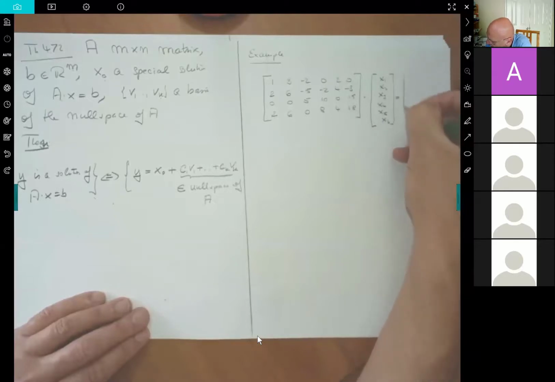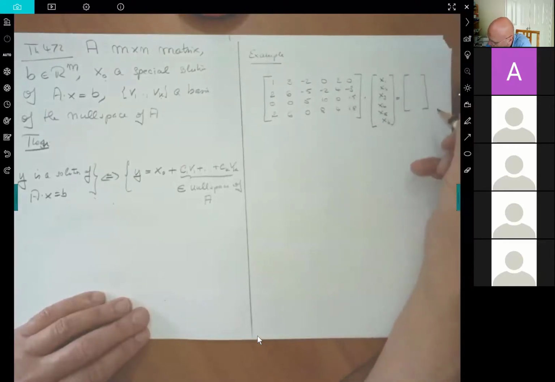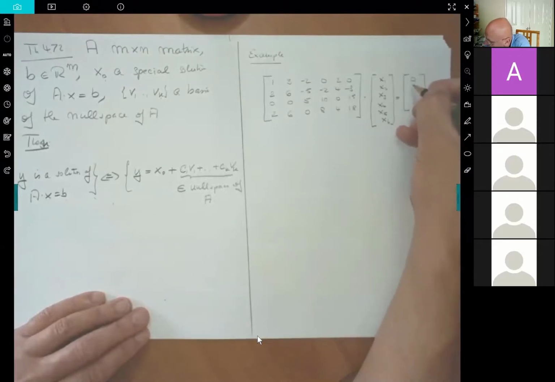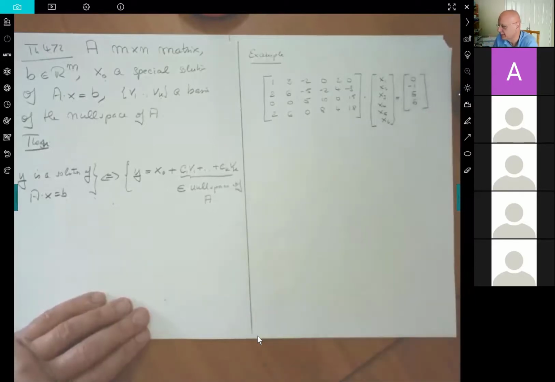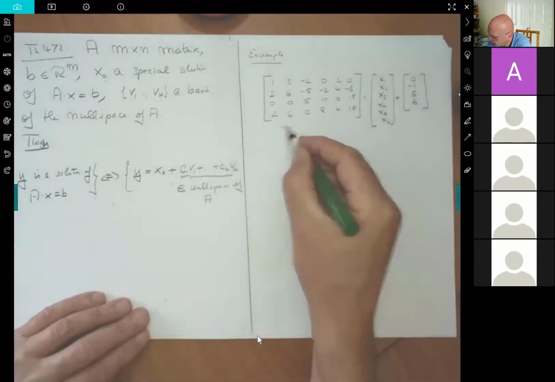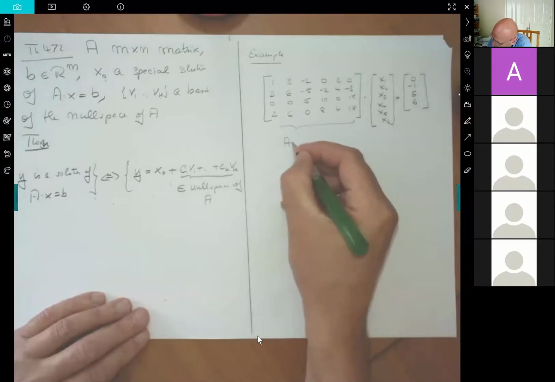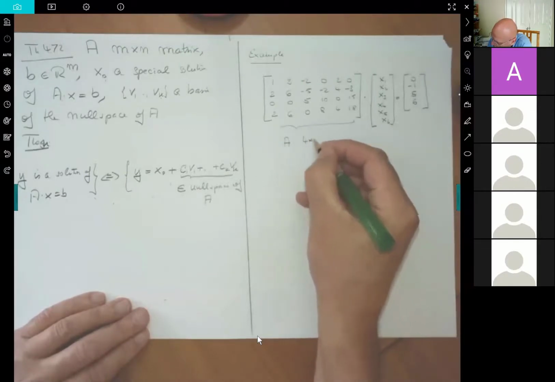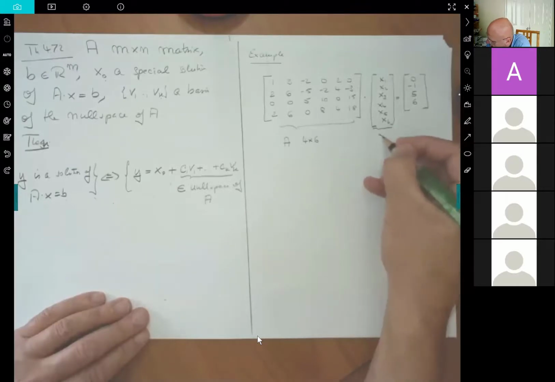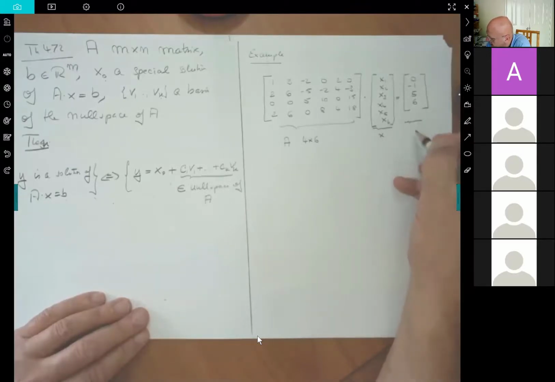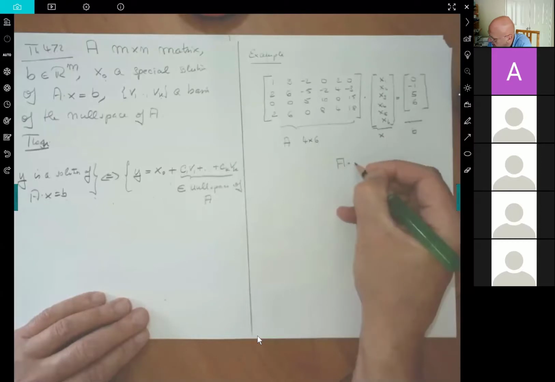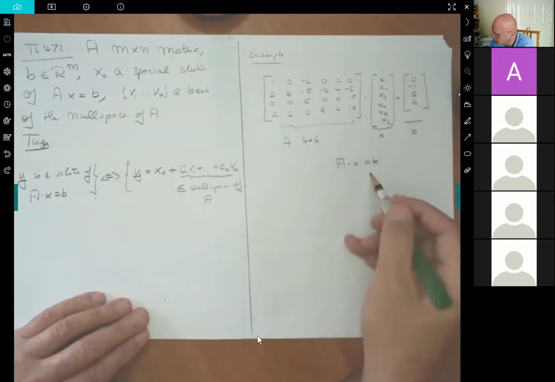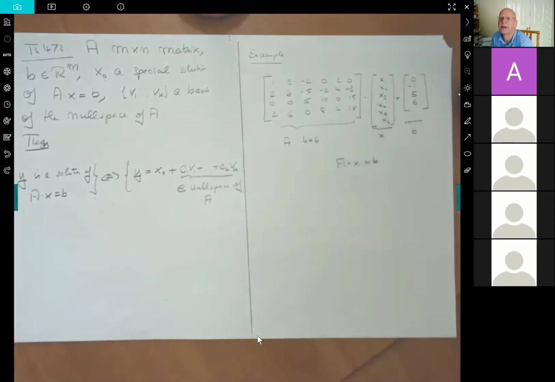Equal to, and then we need a right-hand side with 4 numbers, which is here 0, -1, 5, and 6. So this is our linear equation system. This is our matrix A, in this case 4 by 6. This is our vector of unknowns x, and this is our right-hand side B. So A times x equals B, as usual. And the question would be again, find all solutions.